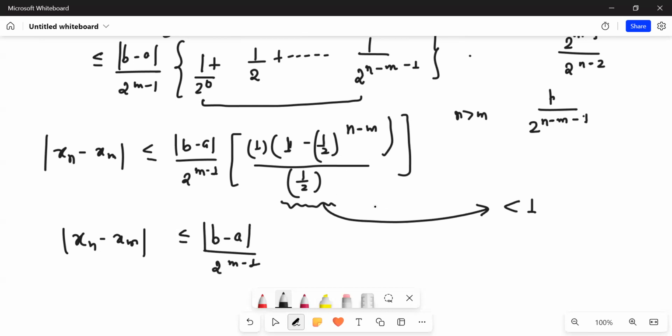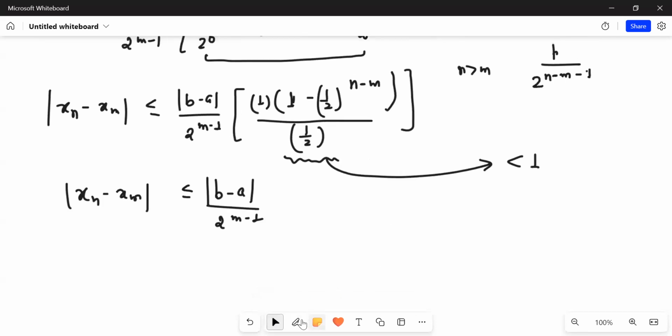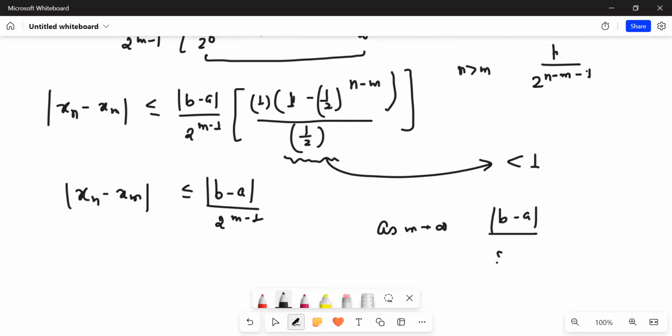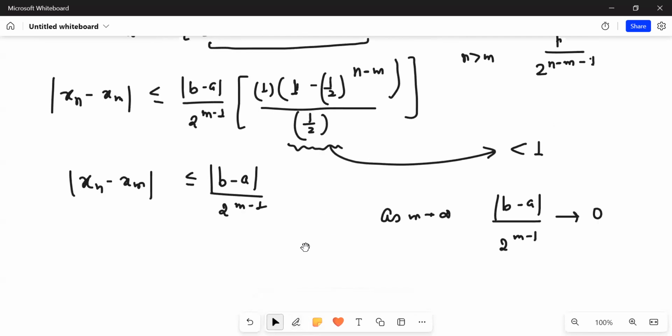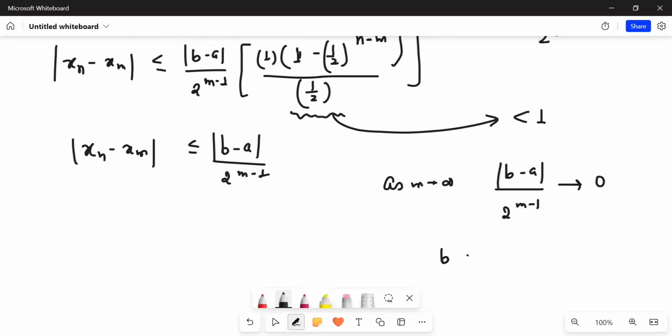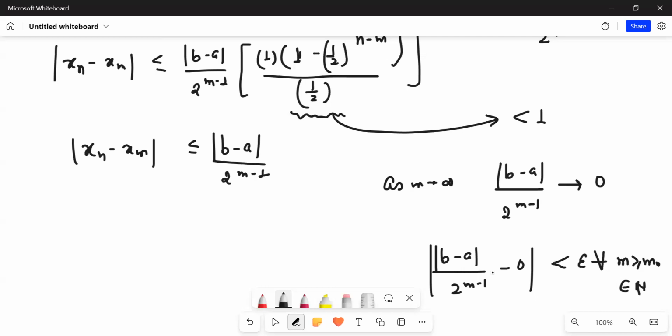This entire thing is less than... Now you just think, as m tends to infinity, |b minus a| divided by 2 raised to power m minus 1 goes towards 0. What does it imply? It implies that |b minus a| divided by 2 raised to power m minus 1, minus 0, modulus can be made less than epsilon for all m greater than some natural number. This is from the definition of the convergence of sequence.